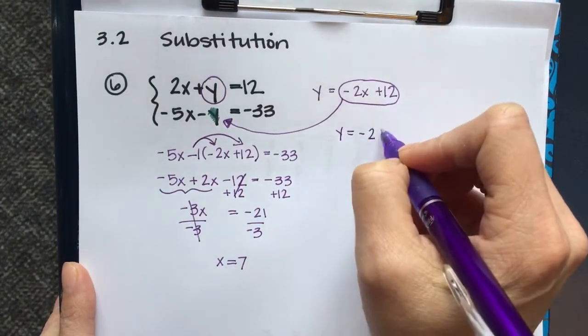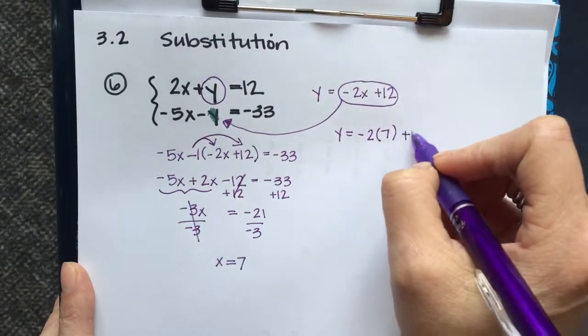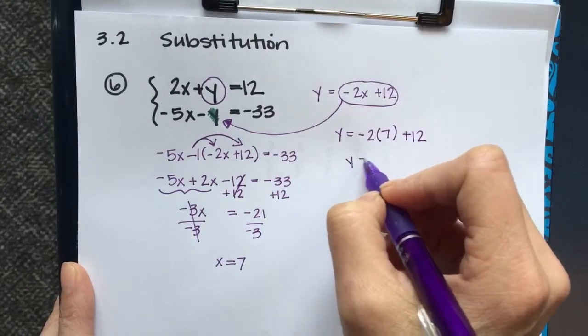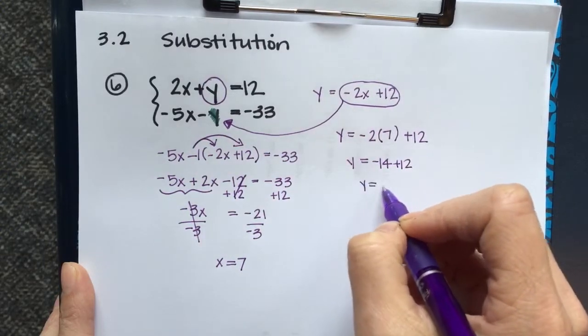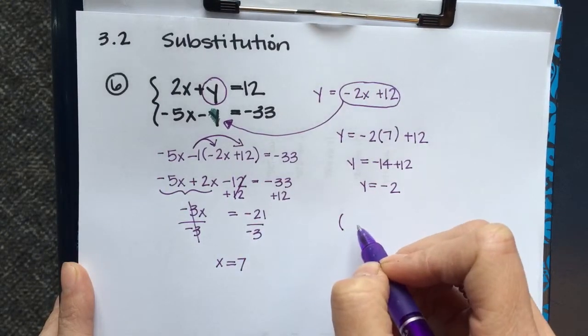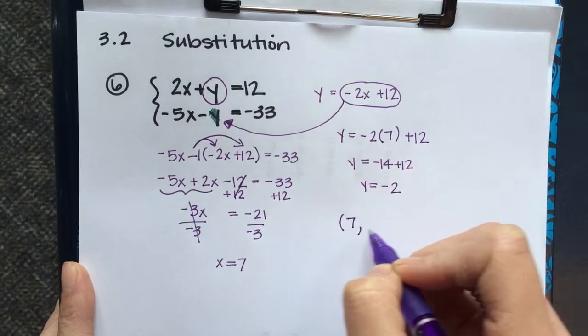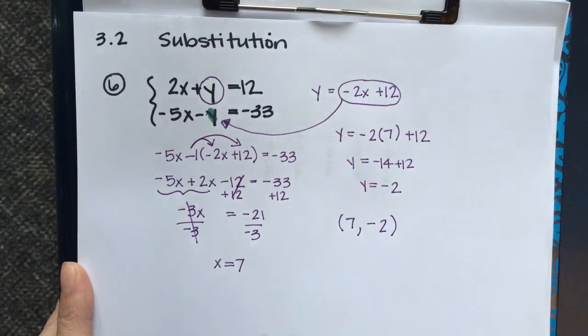Y equals negative 2 times 7 plus 12. Y is equal to negative 2. So remember to write it as an ordered pair. The x coordinate is 7 and the y coordinate is negative 2.